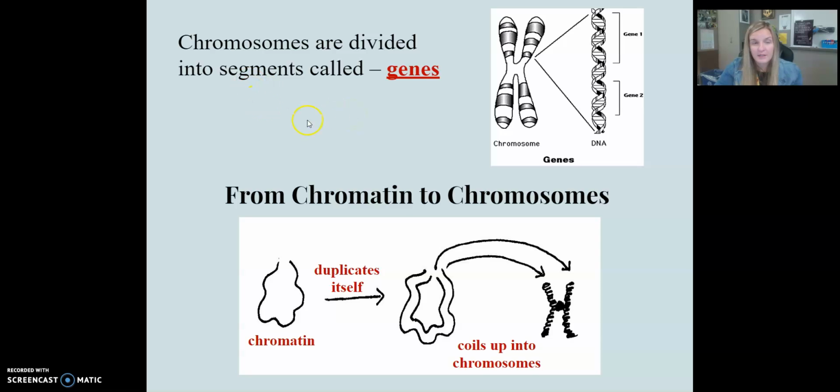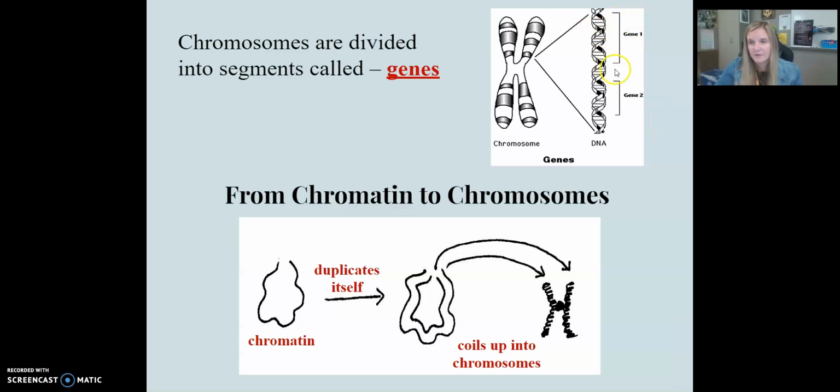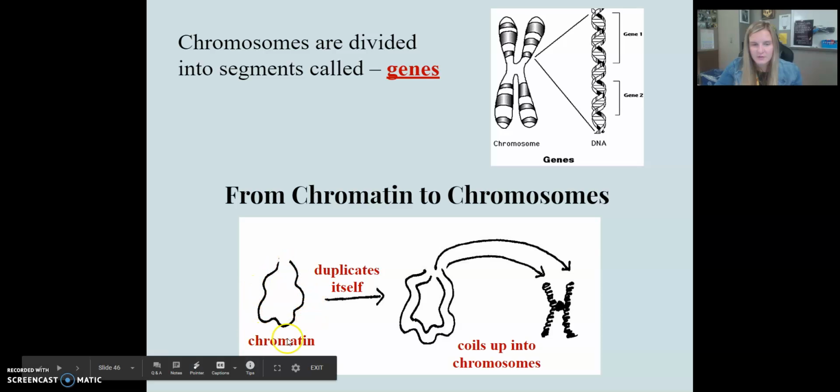Chromosomes are divided into different segments. So you know on the DNA, it's divided into different genes. And so different portions of those genes, or different portions of the DNA, create different genes, whether that's your hair color, your eye color, etc. And so once again, from chromatin to chromosomes, the chromatin is just a loose structure. When it duplicates, it then coils really tightly into this X shape called a chromosome.